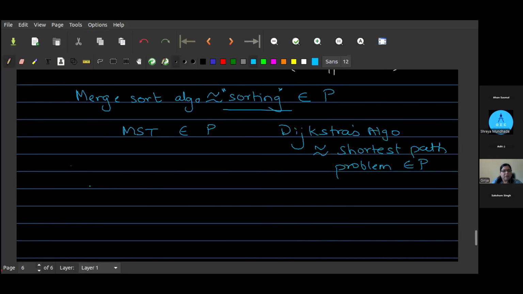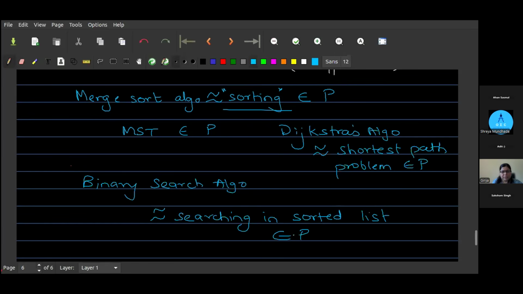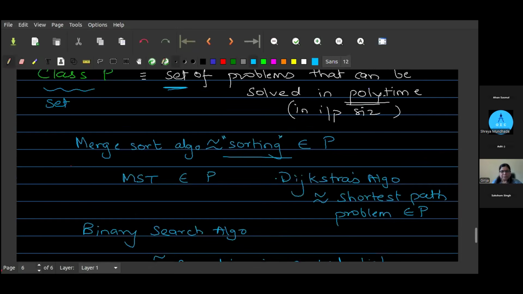So sorting, and even binary search, somebody told about that also. Binary search is an algorithm with complexity log n. What it does is searching in a sorted array. Searching in a sorted list, let me write. If we are given a sorted list and an element to search, then that searching can be achieved in log n. Therefore, this problem is also in P. So these are some of the things that you already know. We'll talk about other things.